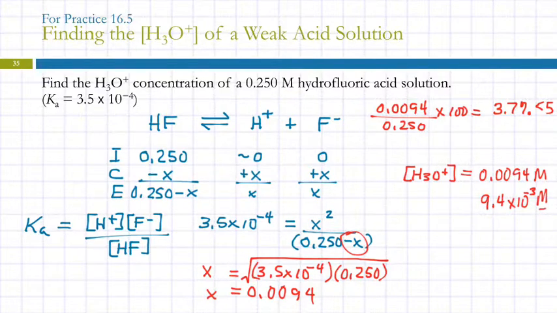Any questions? Yeah. Why is the hydronium ion equal to the X? Because of our equilibrium line here, our row. We're saying at equilibrium, the hydrogen ion concentration is equal to X, and the fluoride ion concentration is equal to X. If we wanted the HF concentration, we'd take 0.25 minus this, and we'd find out that, yeah, that's essentially 0.25.